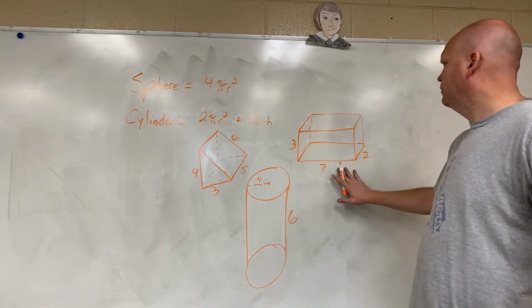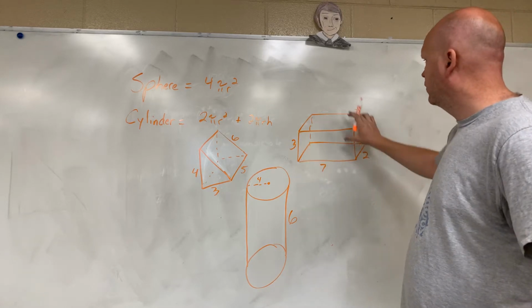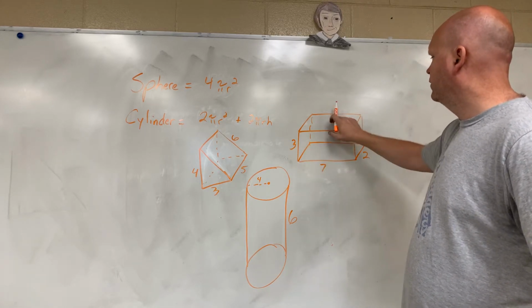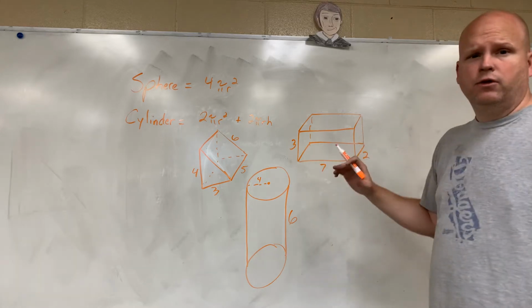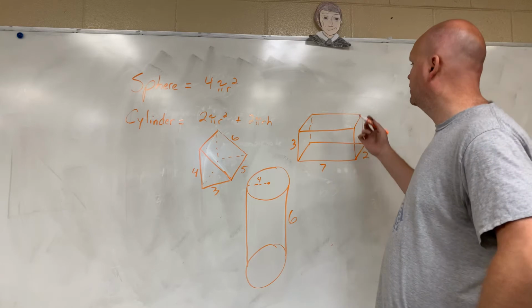So on a prism like this, a rectangular prism, it has six faces. It has the front and the back, it has the bottom and the top, and it has the left and the right. You're finding the area for all of those things. So in essence, you should have six things that you're finding out.